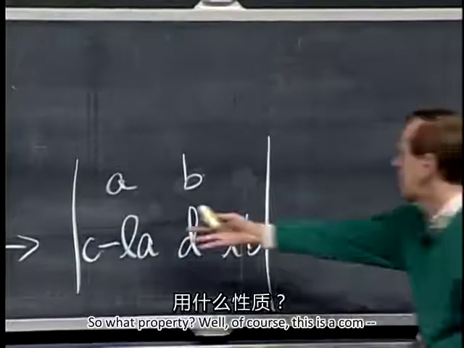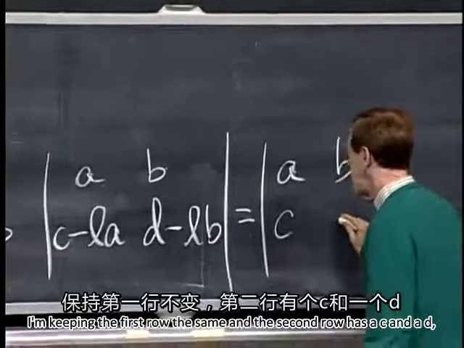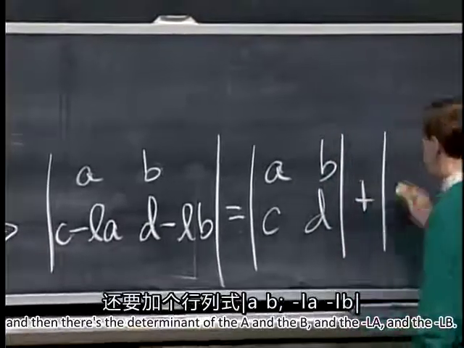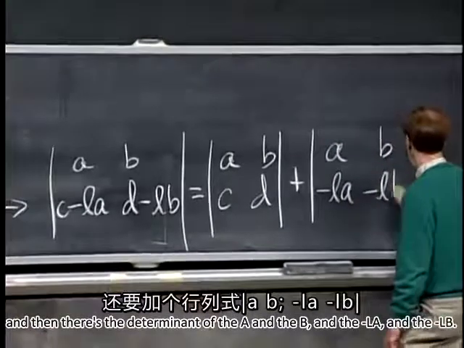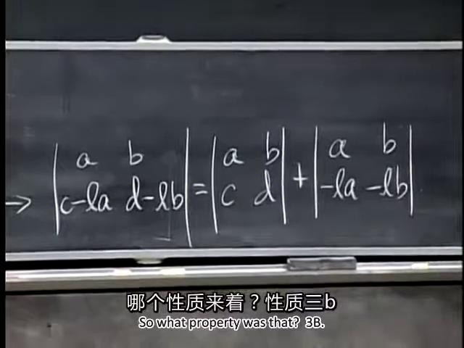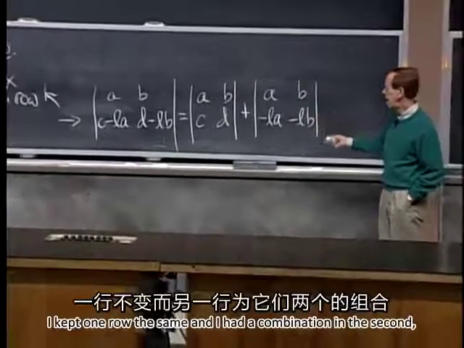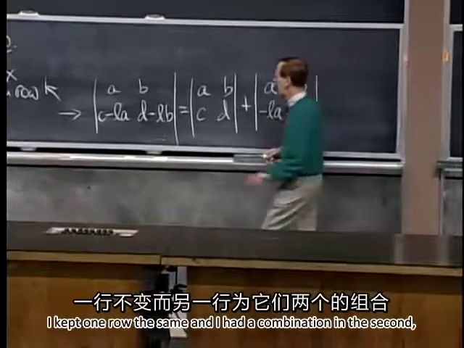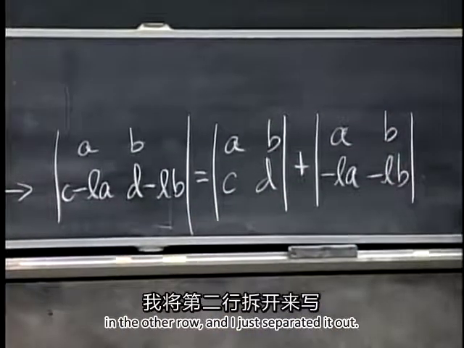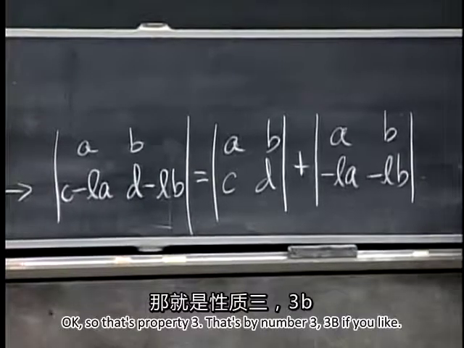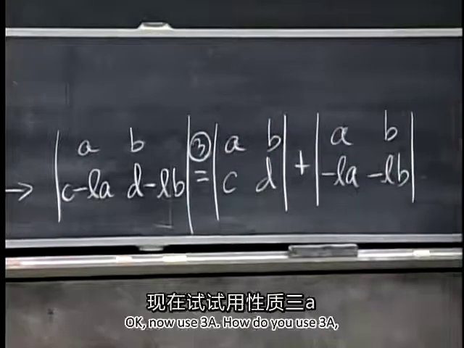So what property? Well, of course, I'm keeping the first row the same. And the second row has a C and a D. And then there's the determinant of the A and the B, and the minus LA, and the minus LB. So what property was that? 3B. I kept one row the same, and I had a combination in the other row, and I just separated it out. Okay. So that's property 3, number 3B, if you like.